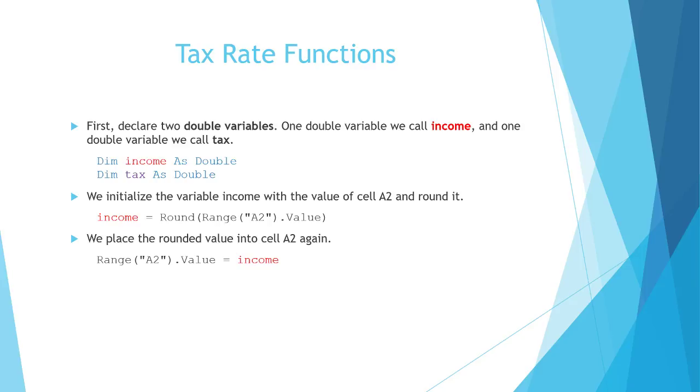But first, we want to initialize the variable income with the value of cell A2, and we're going to round it. So once again, you get back to those Excel formulas where you just have to know the keyword of what you need to do, such as sum or concatenate, and you just reference that in the formula you type out. So income is going to equal the rounded value of A2. And then we're going to place the rounded value into the cell A2 again. So once we've rounded this to whatever we need it to be rounded to, we're going to update the cell A2 with this new value that we've created.